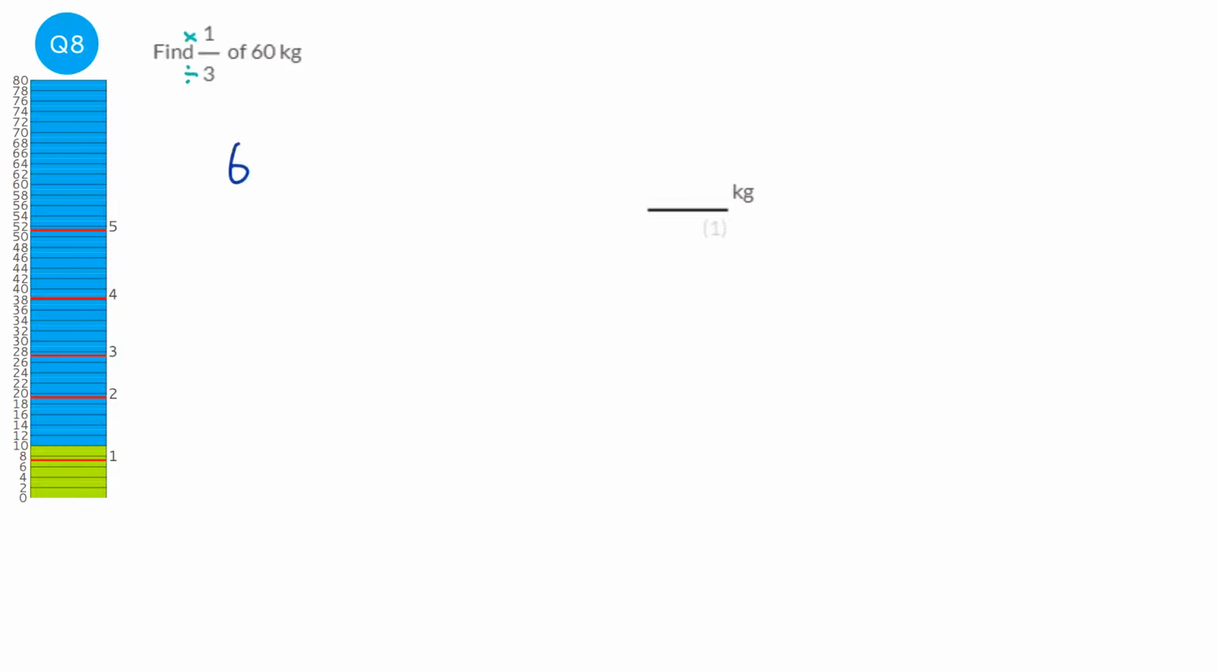So we're going to do 60, and we're going to divide it by the bottom of the fraction, the denominator, which is 3. And 60 divided by 3 is 20. Then we're going to do 20 times 1, which will just remain 20. So our answer is 20 kilograms.